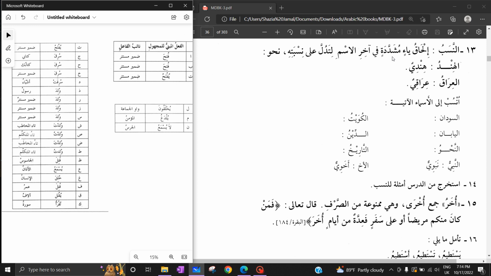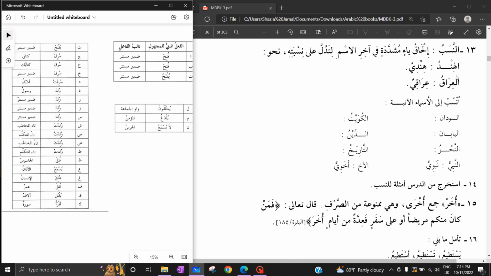Ilhaqhu ya mushaddada. Mushaddada means a ya with a shadda, fi akhirihi, at the end of this noun. Like the noun is Al-Hind, so you put a ya mushaddada, a ya having a shadda, at the end of this noun. When you put a ya at the end, it becomes Hindiyun, so you give a stress when you pronounce it. Litadullu ala nisbatihi. Litadullu means to show. Nisba means it belongs to this country. You're showing the belongingness, the connection or the relation.